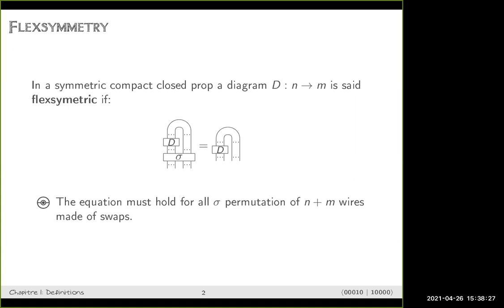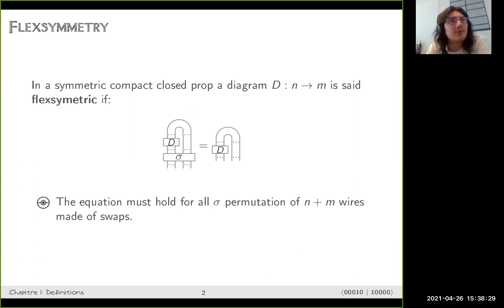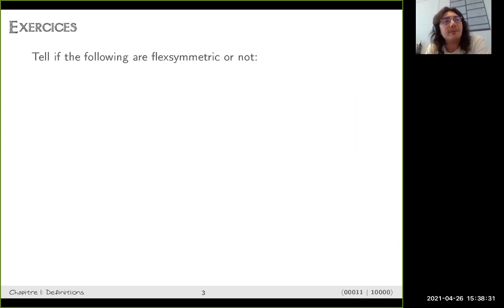There is a question whether ZX spiders are flexsymmetric or not. So let's do some exercises. I will just give you some diagrams, some examples, and I wait for you in the chat to tell me if it is flexsymmetric or not. First is the Hadamard gate. Do you think the Hadamard gate is flexsymmetric or not?